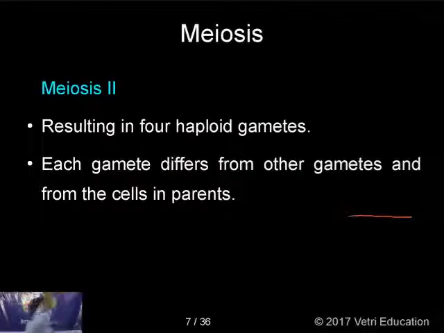In the second division, there is just the formation of 4 haploid gametes. Each gamete differs from the other gametes and also from the parent cell. That is a very important thing in meiosis. The one cell becomes 4 cells. The 4 cells are entirely different and they differ from the mother cell or parent cell.